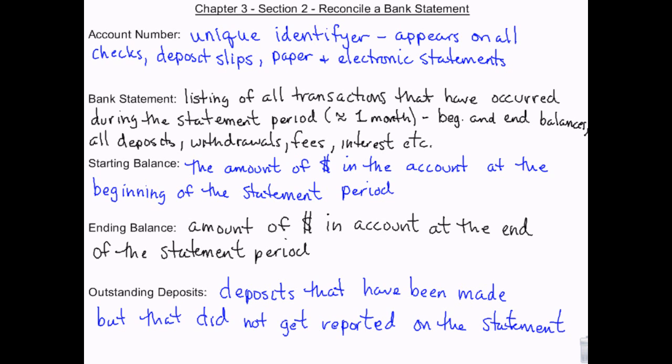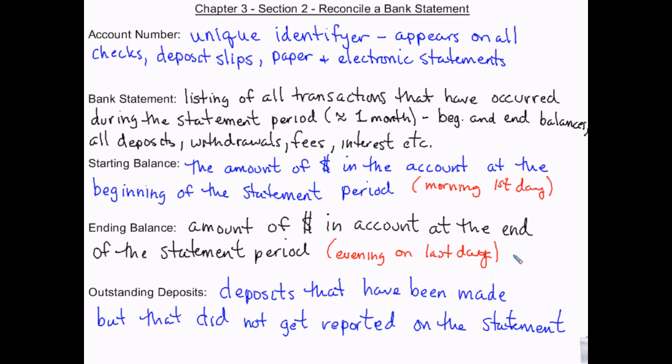And then it ends with listing the ending balance, which is the balance at the close of business on the last day of the statement cycle. So starting balance is in the morning on the 1st day, and ending balance is in the evening or late at night on the last day.